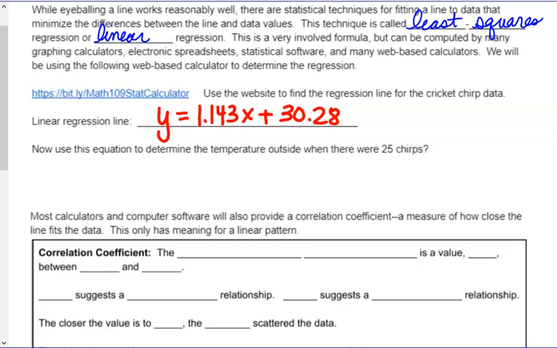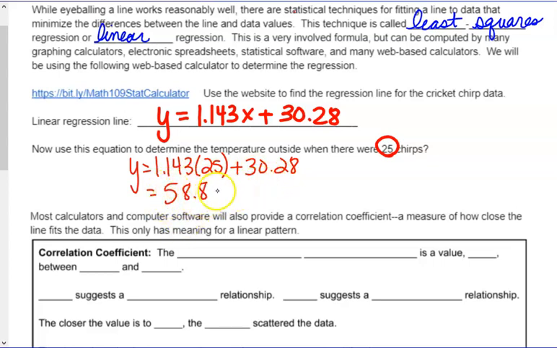Now, we could use that line again. Can we now use this equation, which is different from the one we found, to project the temperature with 25 chirps, which is what we did with our eyeball line, or our line of best fit? Let's see how close we are. If I have 1.143, multiply that by 25. Obviously, these are rounded numbers, so we're going to have a small adjustment just because they are rounded numbers already. 30.28 is what I would add at the end when I multiply and add. This will be 58.855 degrees. Okay, so we had 61.57, so we're close.